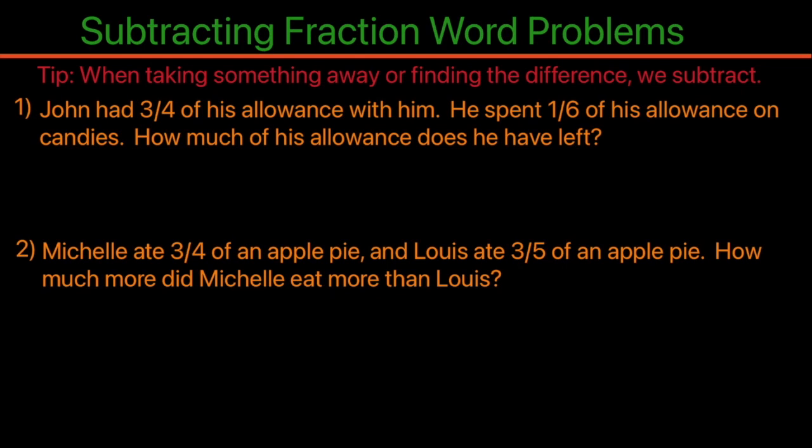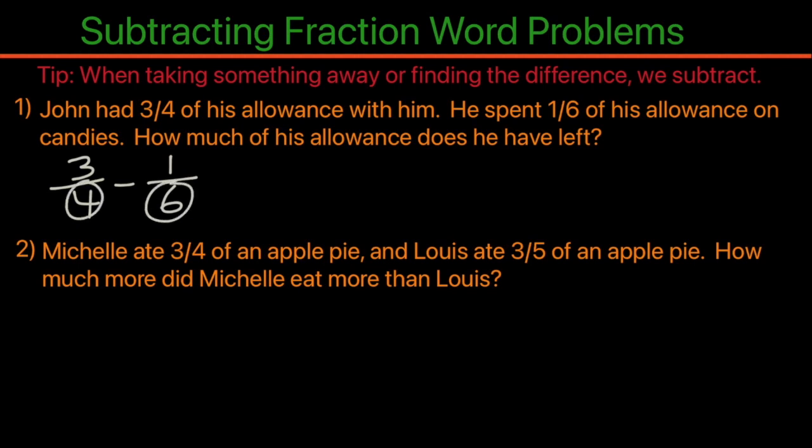So in this scenario, we are starting with 3/4 of his allowance and taking away 1/6 of his allowance. When we are taking away something, we use subtraction. So we're going to take 3/4 minus 1/6. So we have a situation with subtraction of fractions with unlike denominators.